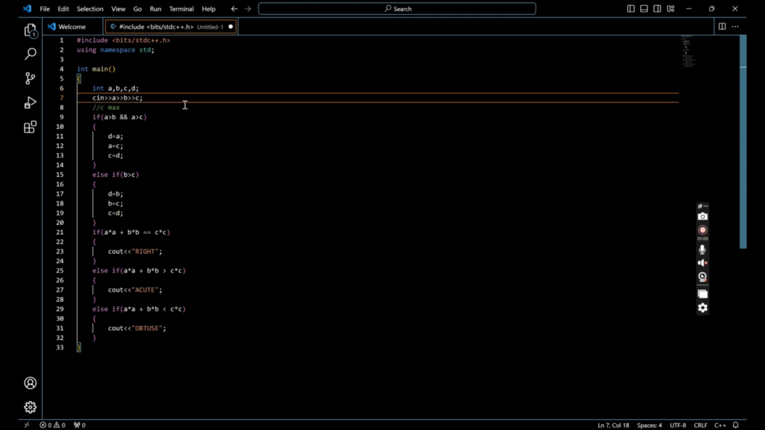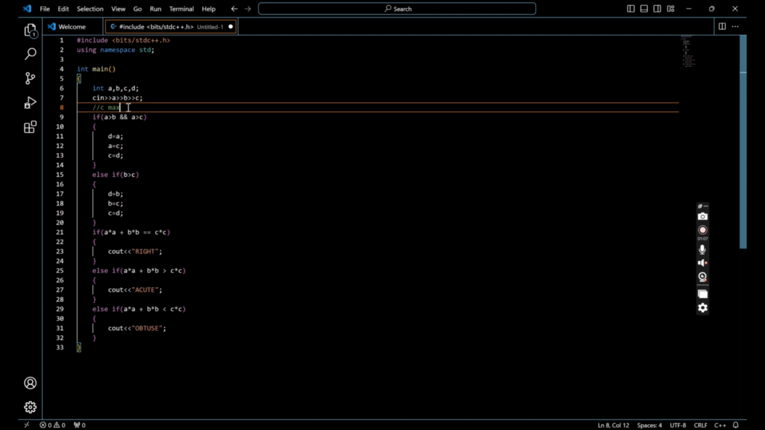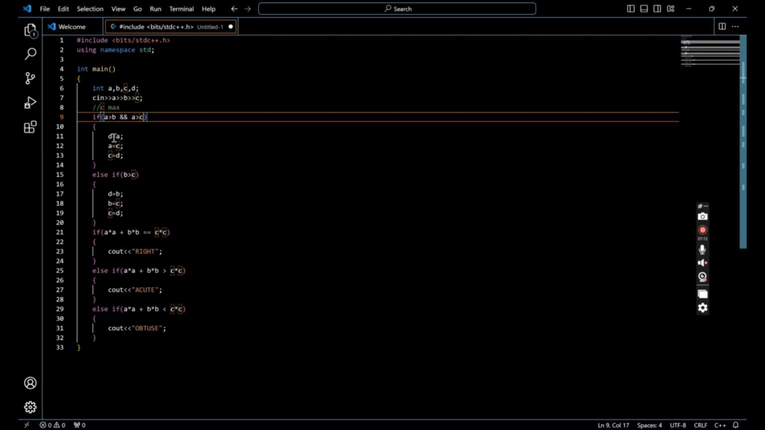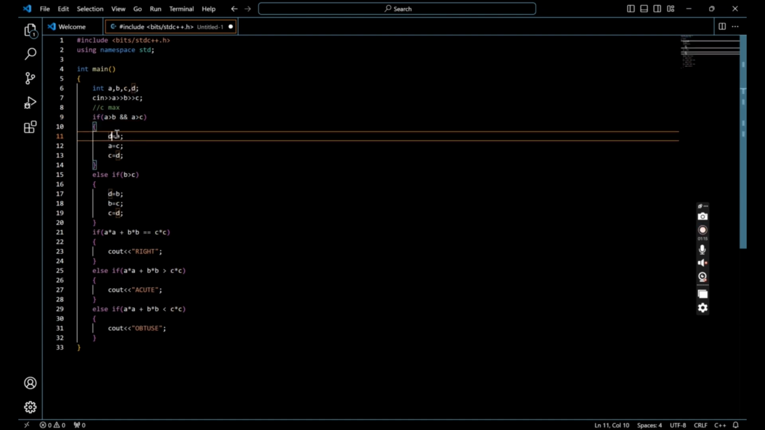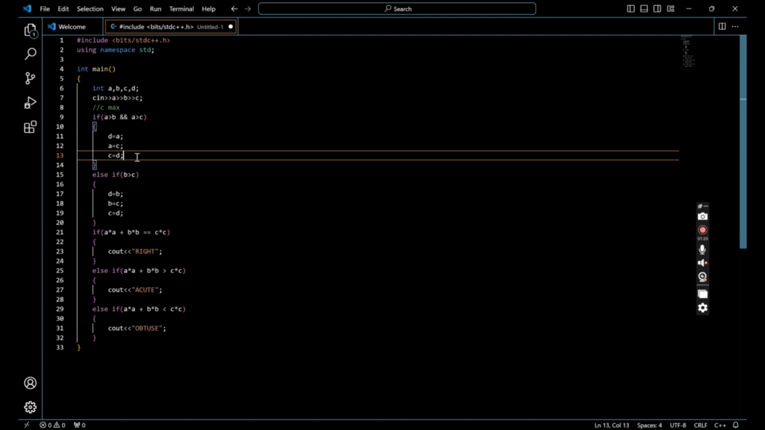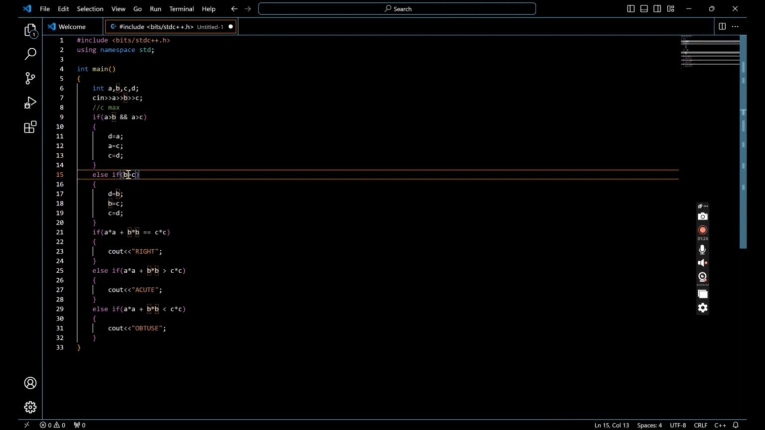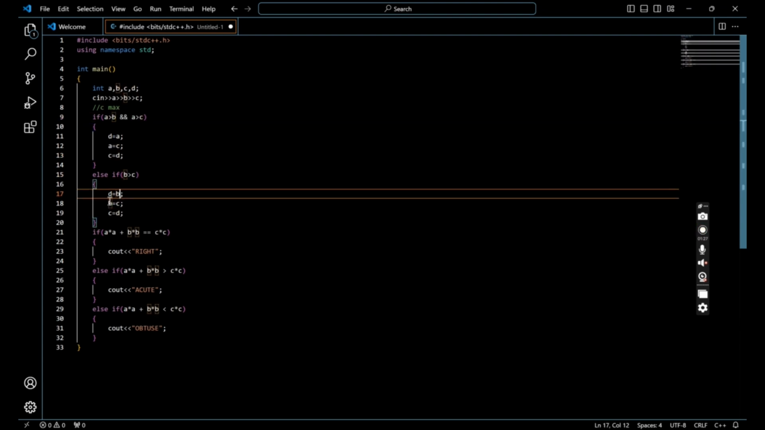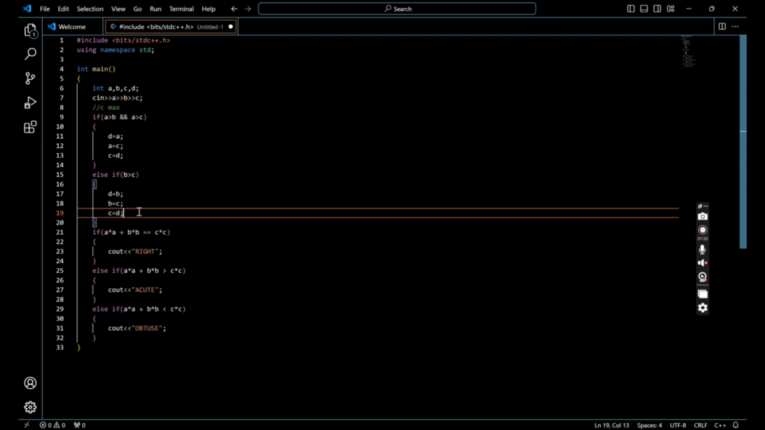We input A, B, C, which are the three side lengths of the triangle, and make C the maximum of the numbers. So if A is bigger than B and A is bigger than C, we swap it, so we put inside D, A, and A, C, and C, D, which becomes the biggest. Then else if this is wrong and B is bigger than C, D equals B, B equals C, C equals D. So inside D there goes B, inside B there goes C, inside C there goes D. It's kind of like a cycle.